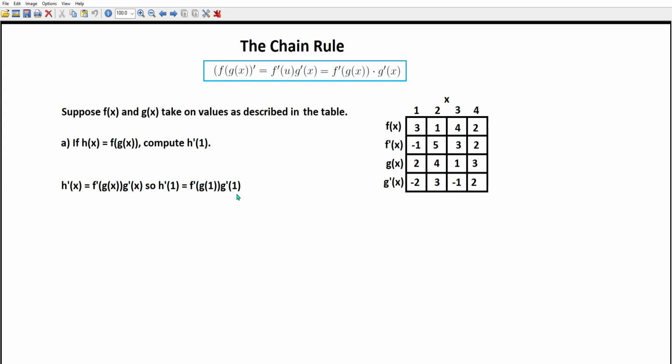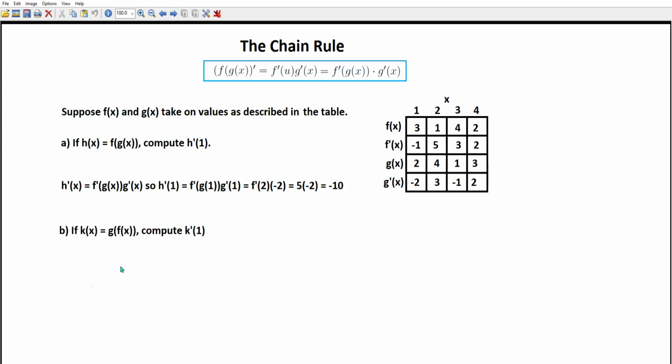Now it's time to look at the table. And what we see here is that g prime of 1 is minus 2, and g of 1 is 2. So this becomes f prime of 2, which was g of 1, times g prime of 1, which is minus 2. Now we're not finished because we've got an f prime of 2. So we look at our table, and when x is 2, f prime is 5. So we get 5 times minus 2, or minus 10, as h prime of 1.